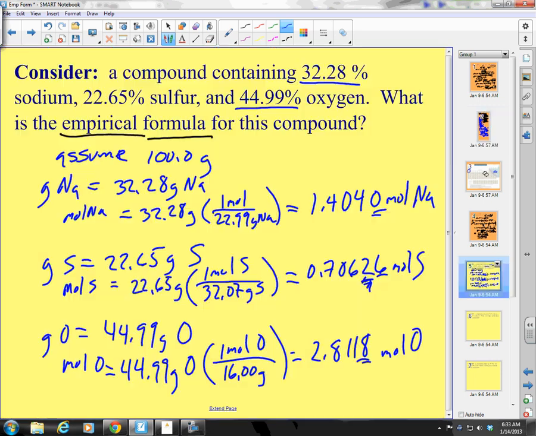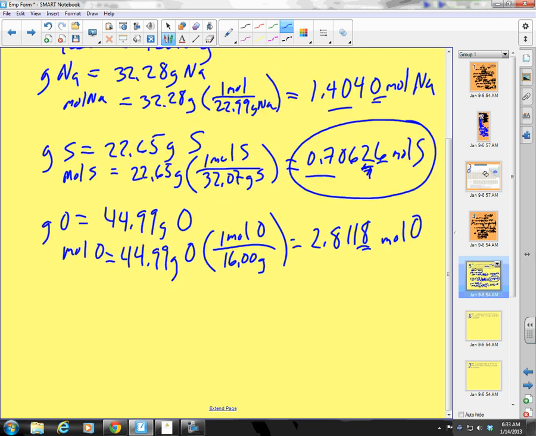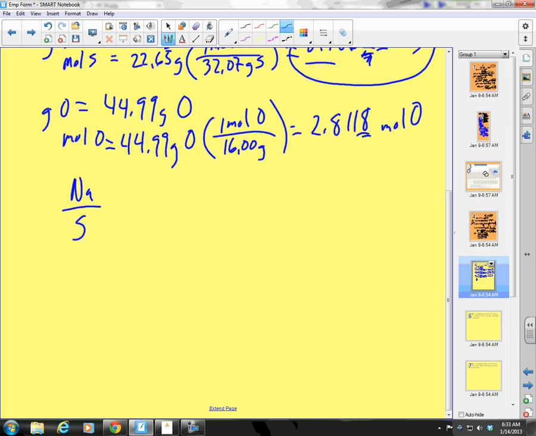Okay, so here we go. What's my smallest amount of moles? Well, I have 1.4 sodium, 0.7. Okay, this is my smallest amount, right? Now, how many ratios do I need to set up? Well, I'm going to need a ratio between sodium and sulfur, and then I'm going to need a ratio between oxygen and sulfur.